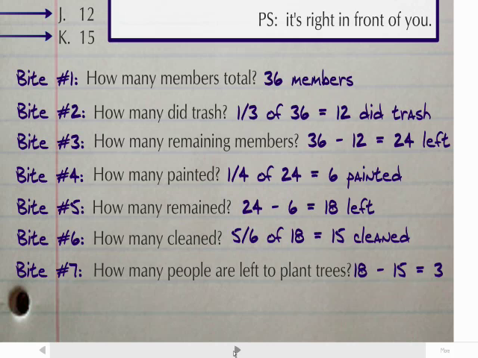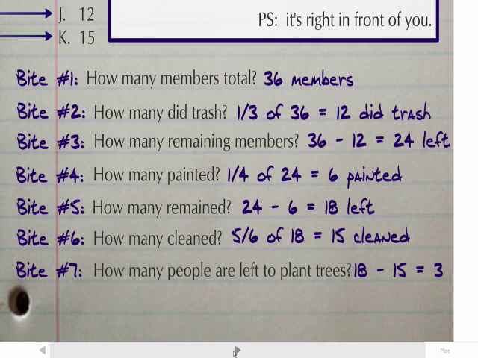How many remaining members? So we had 36 total, and we took out the 12 who did the trash, which left us with 24. Bite number 4. How many painted? Well, it was 1/4 of those who remained. Remember, I had that highlighted, which equals 6. 6 people painted. Bite number 5. How many remained from that? So we take the 24 people who are left, take out the 6 who painted, which gives us 18 people left. Bite number 6. How many people cleaned? 5/6 of 18, which equals 15 who cleaned.